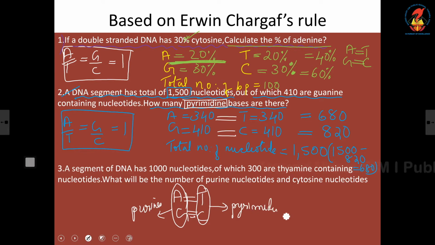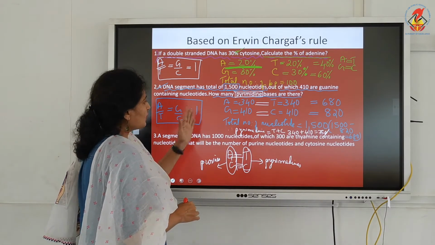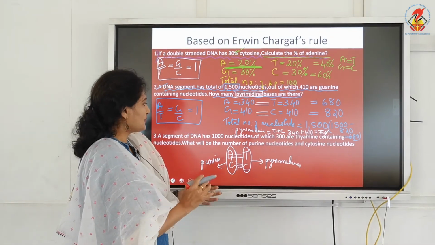So now in the second question, what they have asked is the number of pyrimidines. So you have to go with T plus C. So T is 340 plus 410. 340 plus 410 comes to about 750. If you ask purines, it is A plus G. Clear? So I hope you have understood the second problem, where it is a little more complicated because they have asked with respect to pyrimidines.